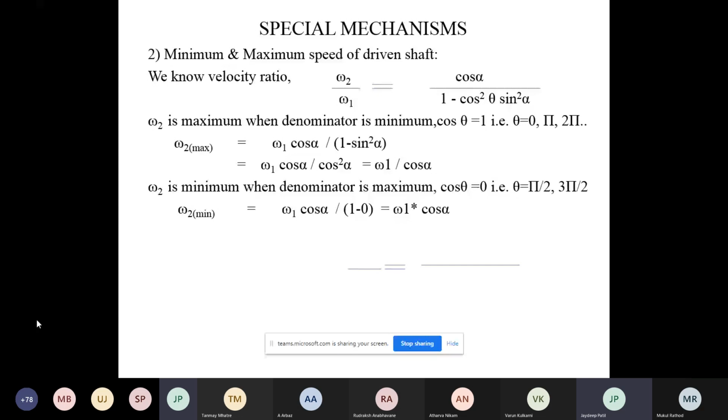Minimum and maximum speed of driven shaft. All of you write down only the formula. Maximum and minimum speed of driven shaft. Omega 2 max, you have to write down omega 1 upon cos alpha. Omega 2 minimum is equal to omega 1 cos alpha. Only note down the formula.